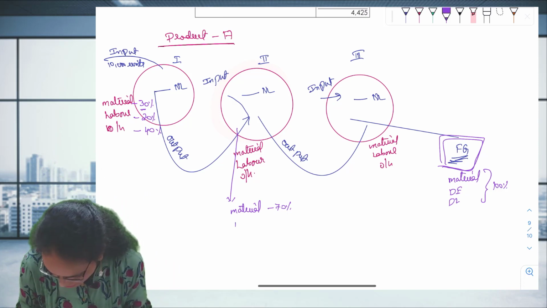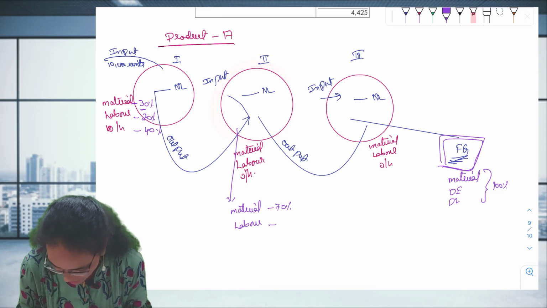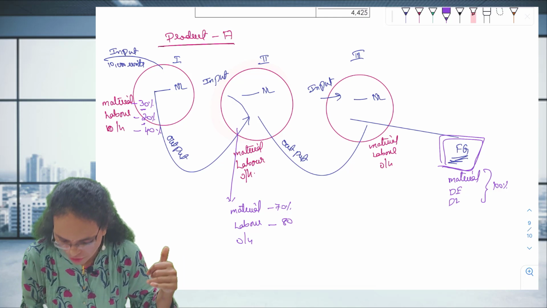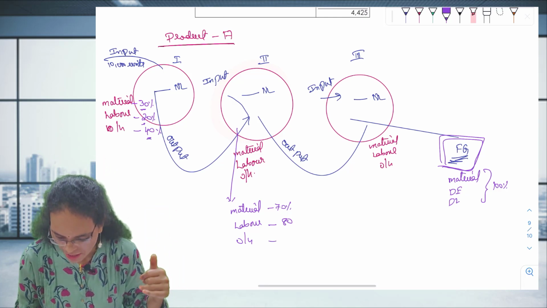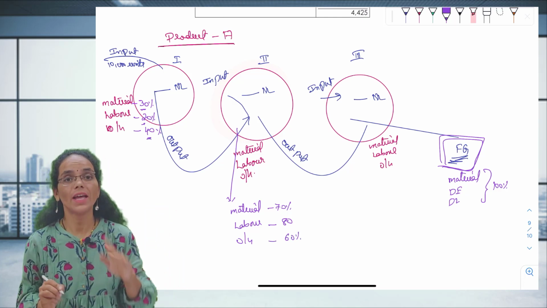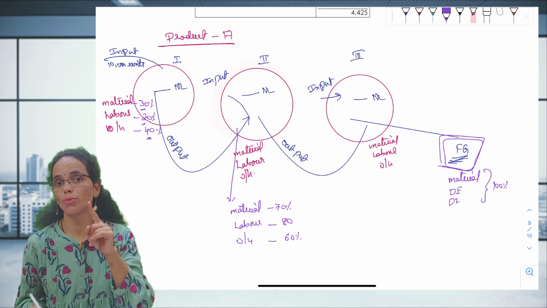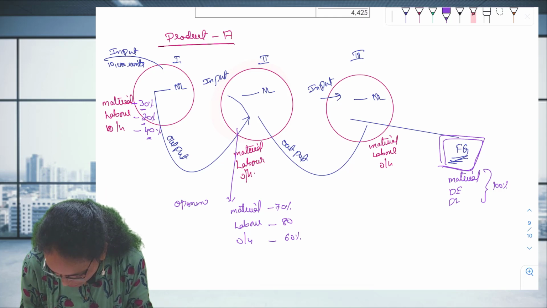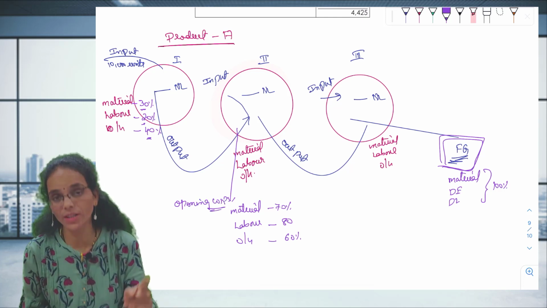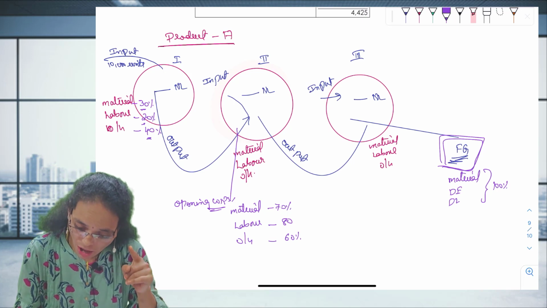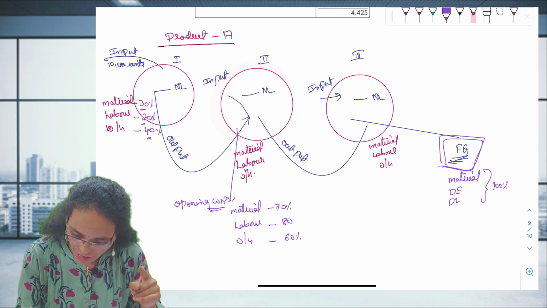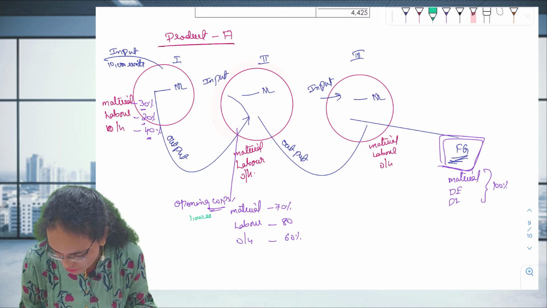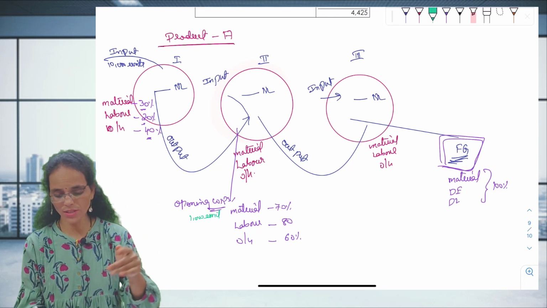In the same manner for the labor, 80%, because 20% is done in the previous one, and overheads you have already incurred 40% in the previous one. Here the remaining 60% has to be incurred. This is the opening work in progress for process 2. And next thing, let's assume that we have 1000 units under opening work in progress.